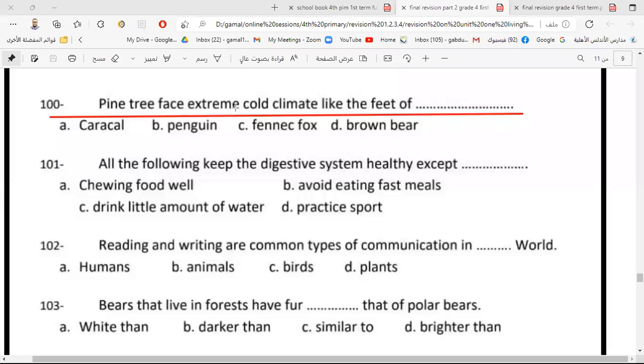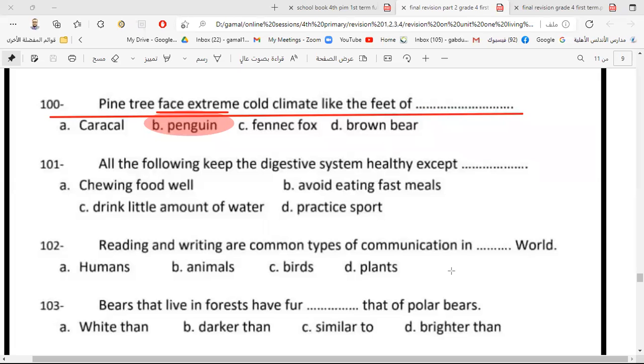Thank you, Yusuf. The penguin also can face the extreme cold because the penguin has in its feet some blood vessels which warm the blood and make the blood circulate. Thank you, Yusuf. Now you lower your hand. The turn now is for Yasin.